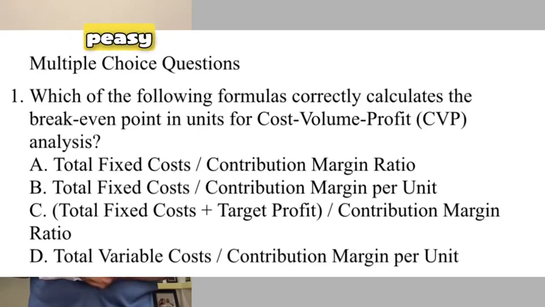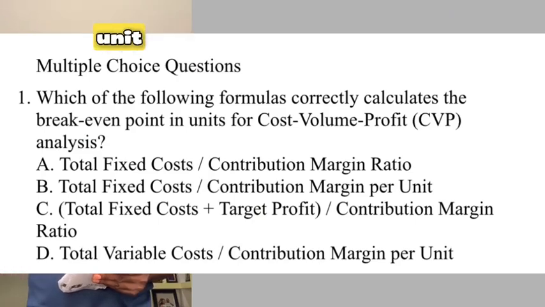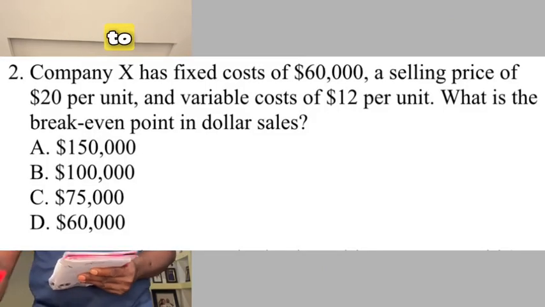It's easy peasy. So the correct answer to calculate the break-even point in units is simply the total fixed cost divided by contribution per unit. A, total fixed cost divided by contribution margin ratio? No. B, total fixed cost divided by contribution margin per unit. So the correct answer is B. Did you get that correctly? No cheating. Mark yourself. If you got it, give yourself 1 mark. Good. Let's move to question 2.